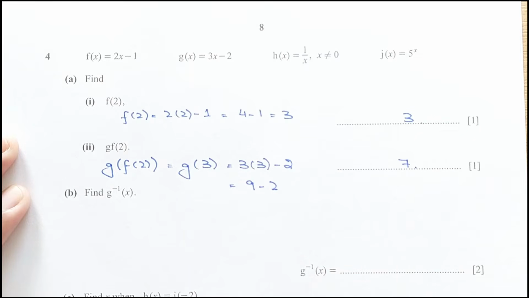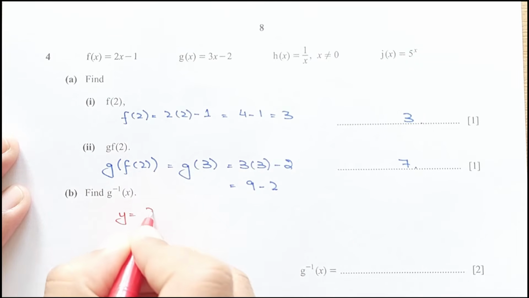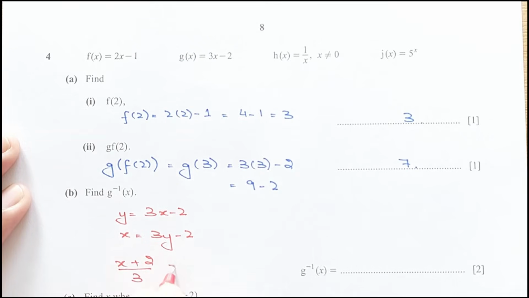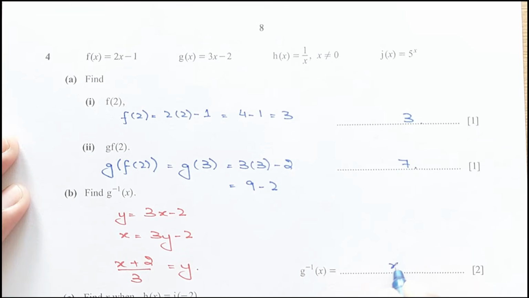Now for part B, find g inverse of x. To get g inverse, we put y equals g of x, that is 3x minus 2. Now switching the variables, x equals 3y minus 2, and solving for y, x plus 2 divided by 3 is equal to y, and this y is my g inverse of x. That is x plus 2 divided by 3.